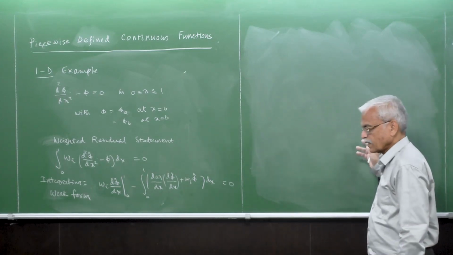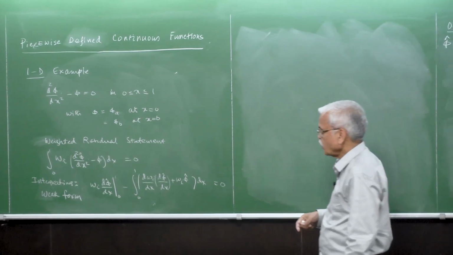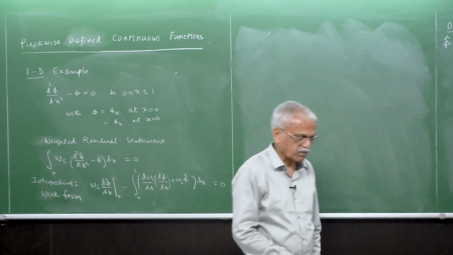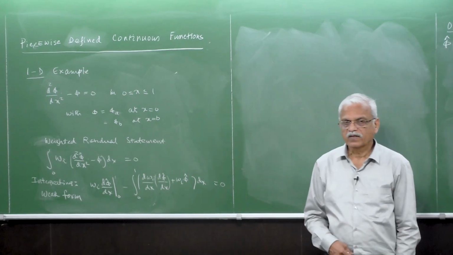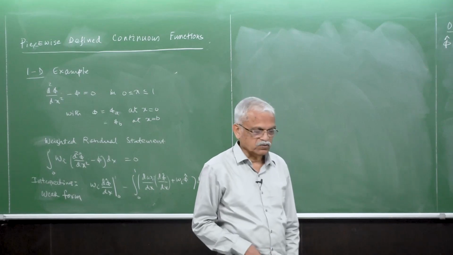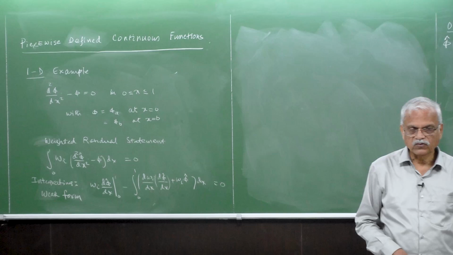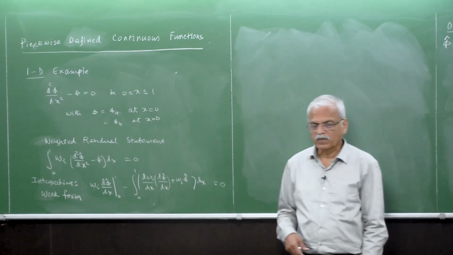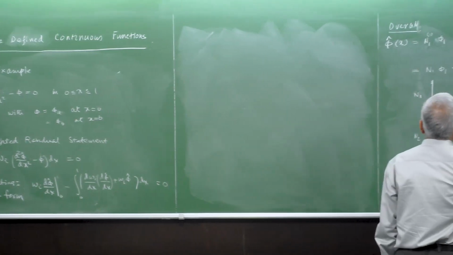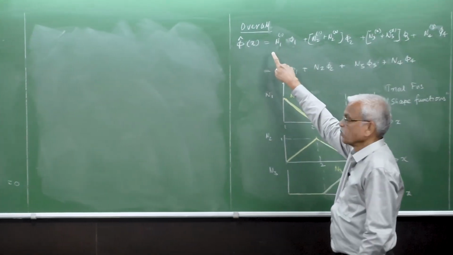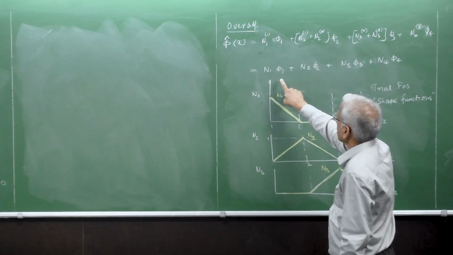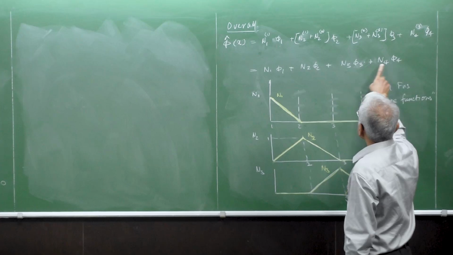We discussed in the last class in great detail, number one, how the function phi hat can be expressed as a piecewise continuous function, and number two, how the coefficients of the functions are rewritten in terms of nodal values. That way, we are satisfying the C0 continuity of the approximation function at the element boundaries. So this is what we derived last time: phi hat, the approximation, can now be written as N1 phi 1, N2 phi 2, N3 phi 3, N4 phi 4.